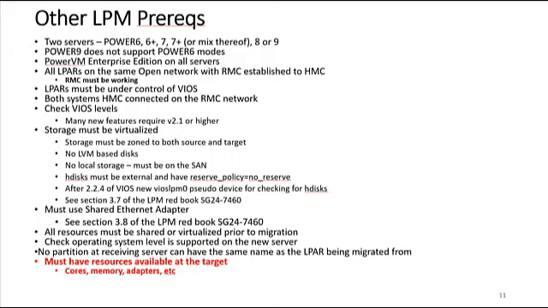A couple of other things. On the receiving server, there can't be any partition that has the same name as the LPAR being migrated. If mine's called AIX1 and there's already an AIX1, I can't migrate. And as I mentioned earlier, you've got to have the resources at the other end.